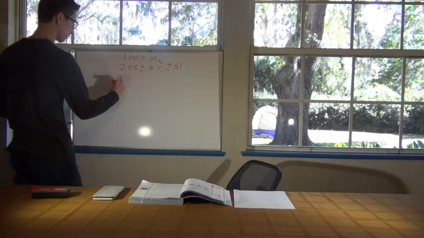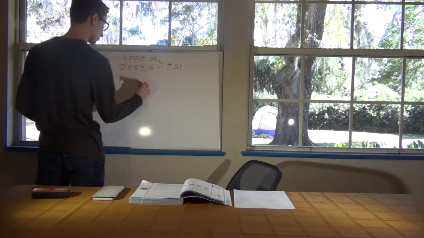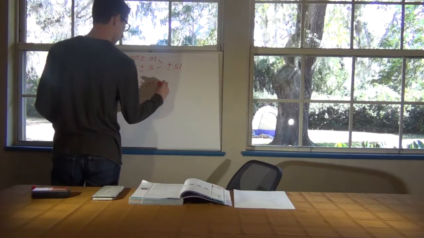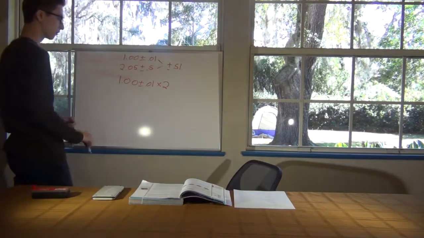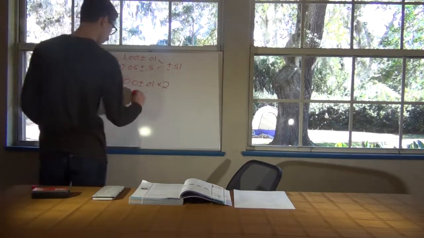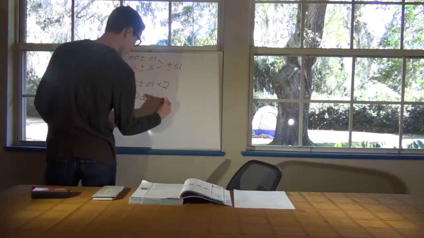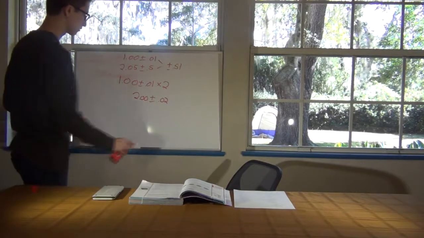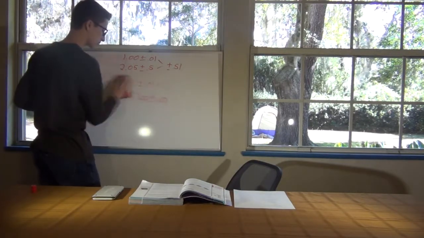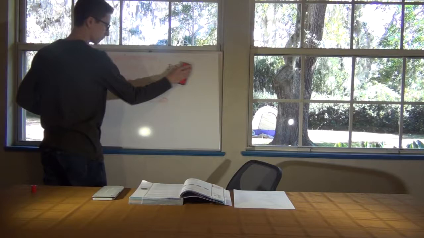Now let's say you're multiplying that 1.00 plus or minus 0.01 by the constant number 2. You just multiply your uncertainty by that constant as well. You'd end up with 2.00 plus or minus 0.02. It's pretty simple when it comes to propagating uncertainties with addition, subtraction, and constants. Moving on.